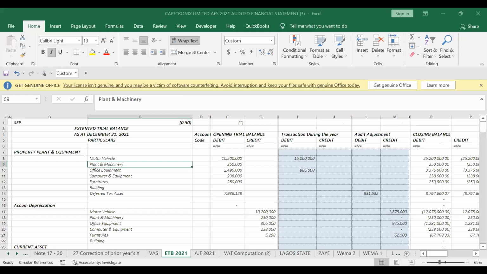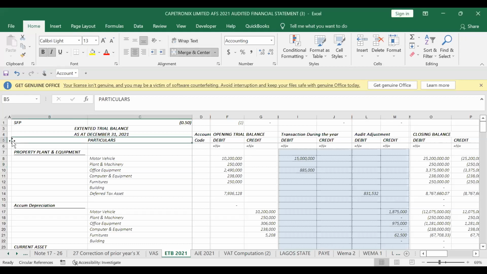This is for the benefit of some of us who have not been working in an audit firm. For those who have worked or are currently working in an audit firm, this will not be strange to you.